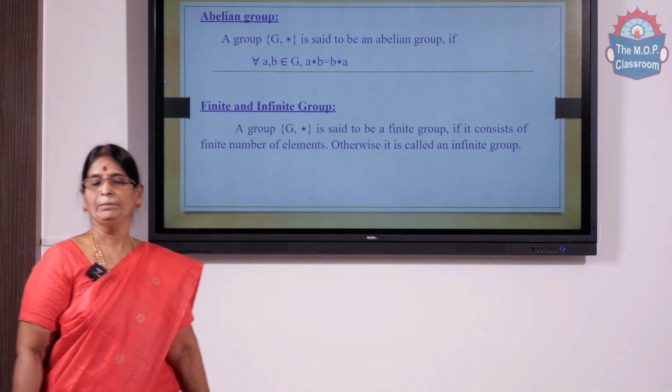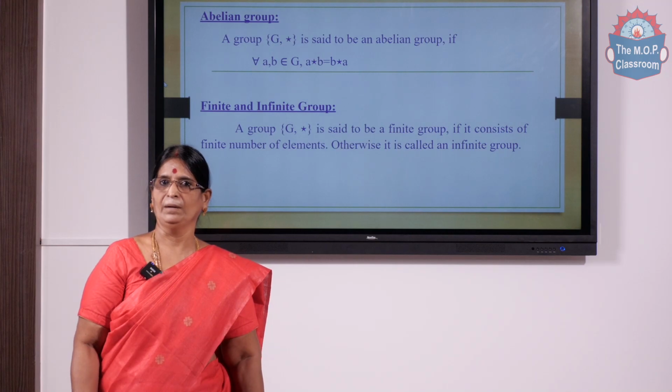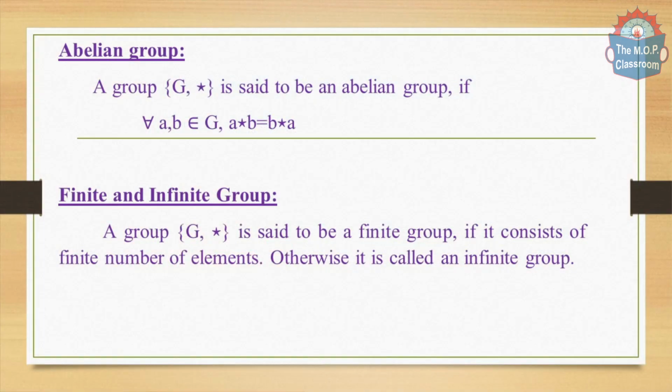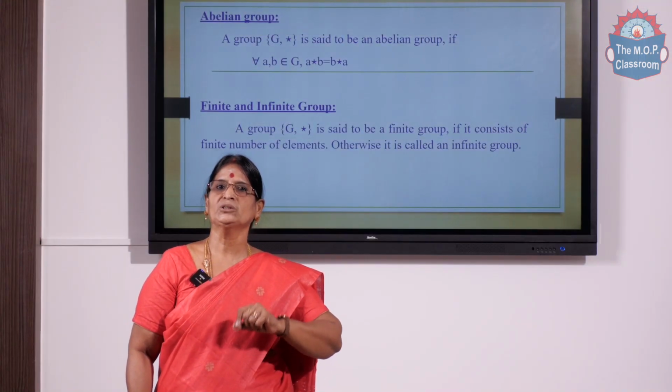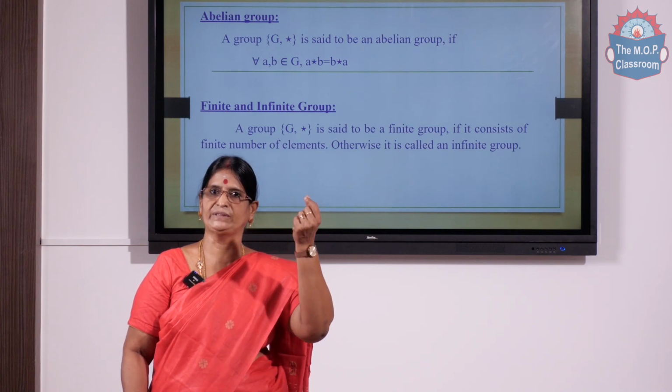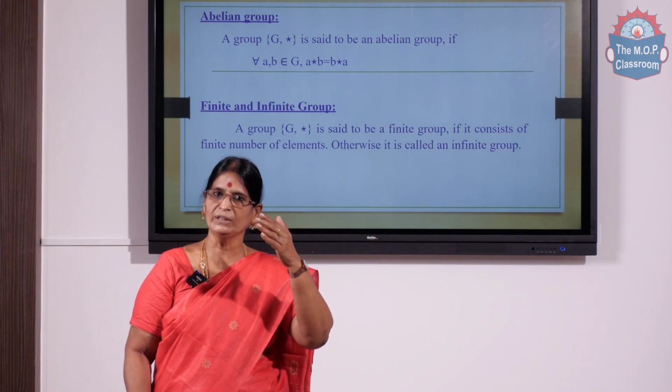Now the next one is the abelian group. Let us see another definition. To describe an abelian group, first of all it has to be a group. We cannot say a set is an abelian group without first checking that it is a group. So a group G star, together with the binary operation, has already satisfied all those four conditions.